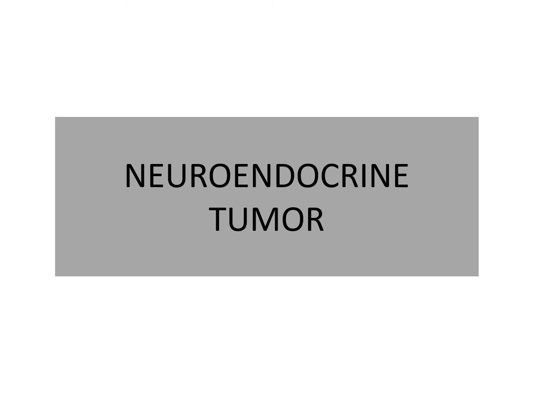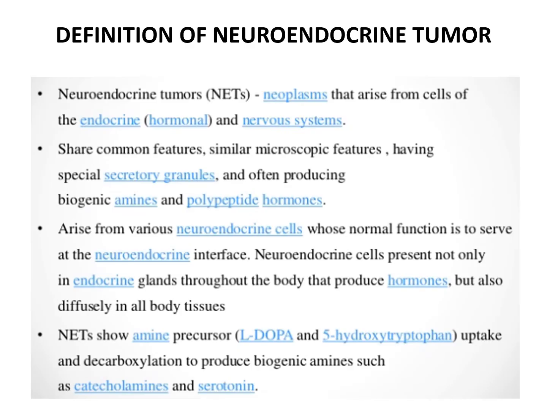Okay, and now we are going to move to the neuroendocrine tumor, yeah? So NET is a neoplasm that arises from cells of the endocrine, the hormonal as well as nervous system. It shares common features, similar microscopic features, having special secretory granules and often producing biogenic amines and polypeptide hormones. It arises from various neuroendocrine cells whose normal function is to serve at the neuroendocrine interface.